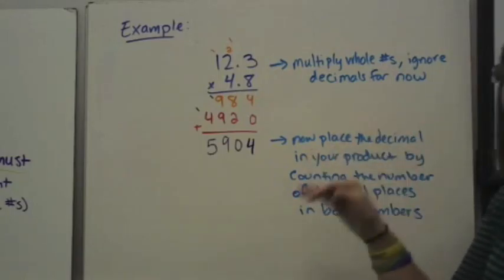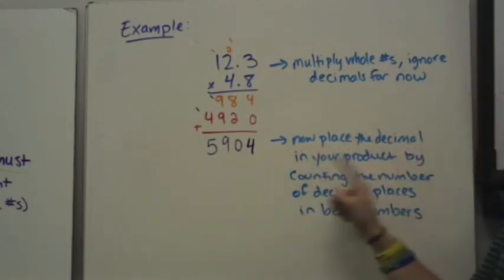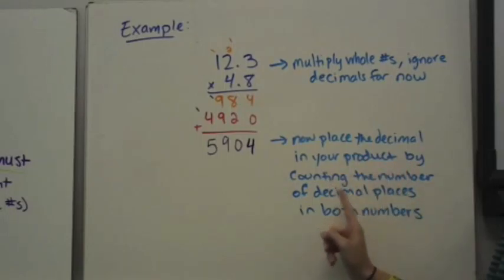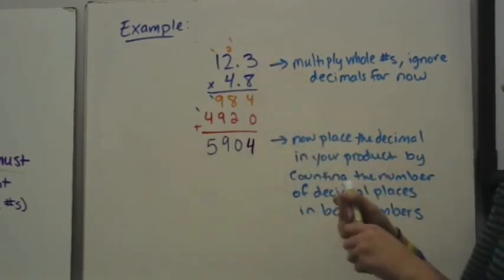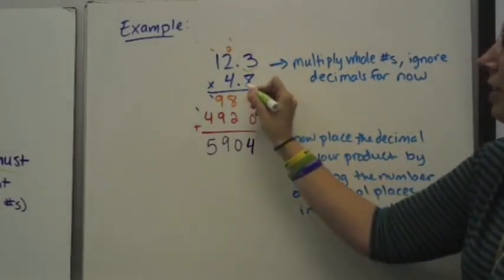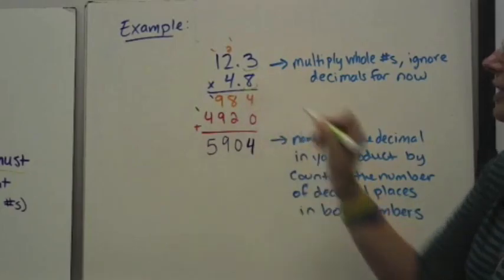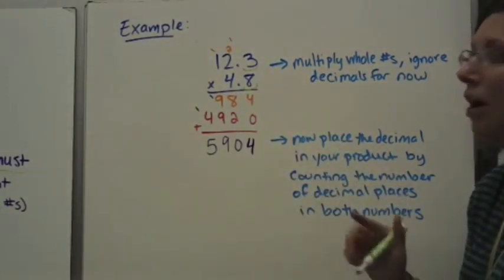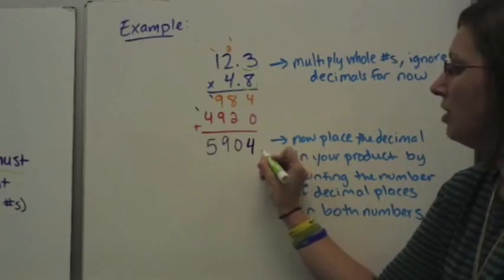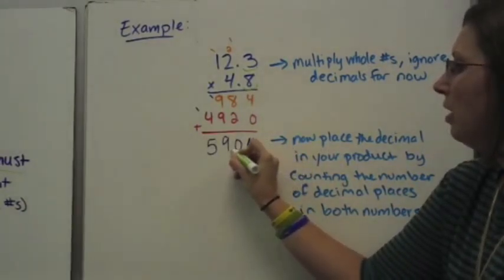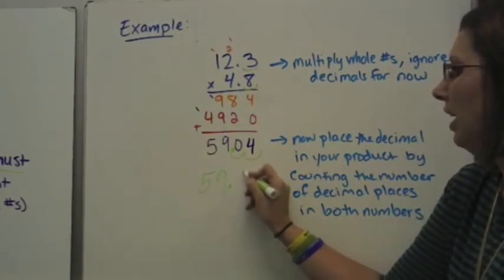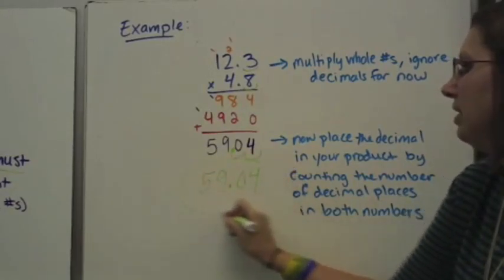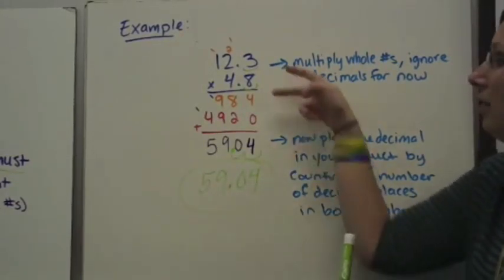So what we're going to do at this point is place the decimal in our product by counting the number of decimal places in both of our numbers. If you look back up here, I've got one digit behind the decimal in the first number and another digit behind the decimal in the second number, for a total of 2 decimal places. So I'm going to start back here to the right. I'm going to move my decimal twice and put it in my answer. 59 4/100 is the product of these two values.